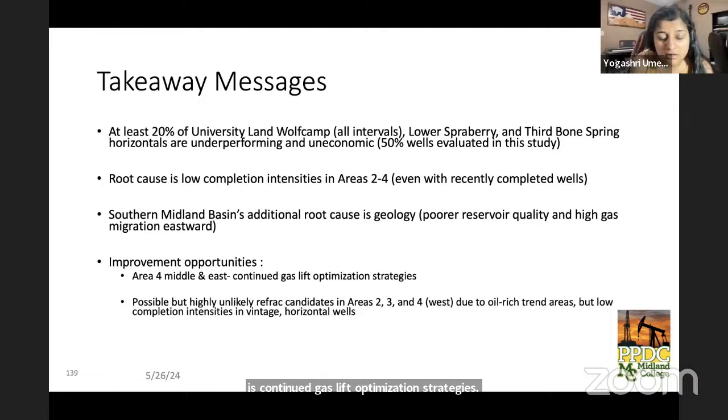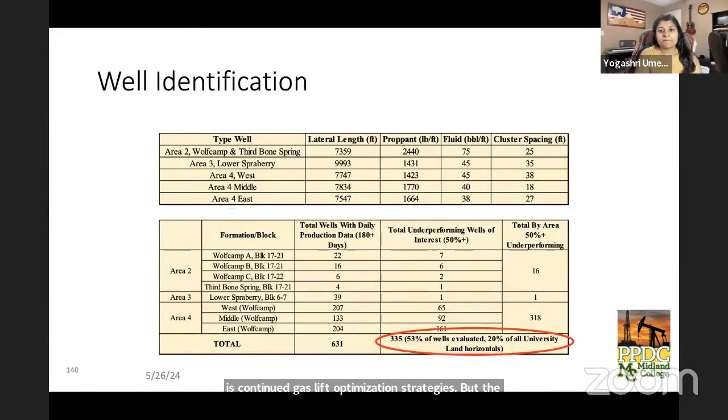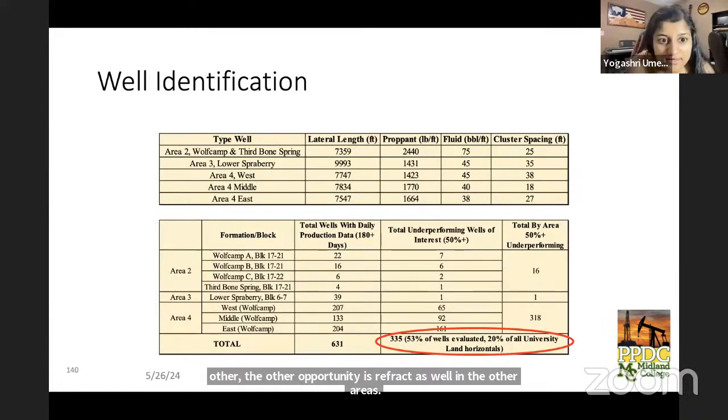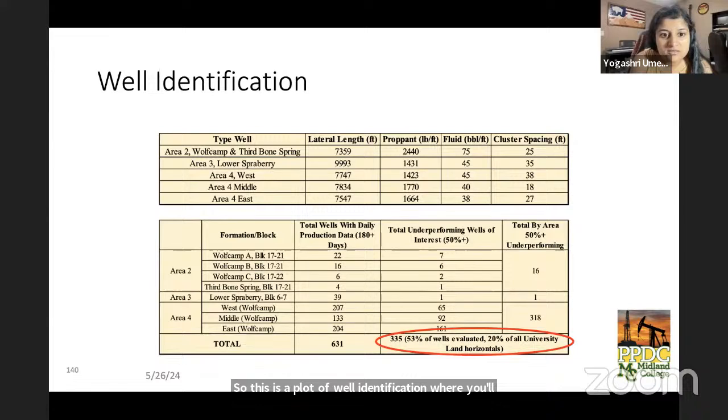But the other opportunity is refrac as well in the other areas. So this is a plot of well identification where you'll look at the type wells, lateral lengths, proppant, fluid, and cluster spacing. And these are separated by each area.